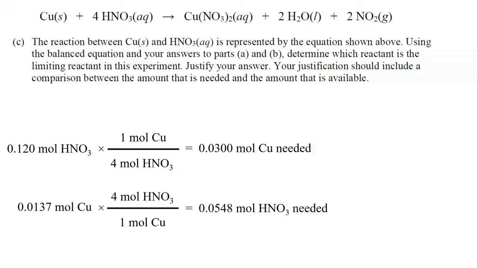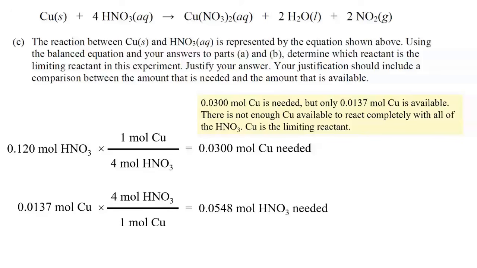And now when I do this math and I get 2 different answers, again, it says your justification should include a comparison between the amount that is needed and the amount that is available. So 0.0300 moles of copper is needed to react with the nitric acid. But since only 0.0137 moles of copper is available, there is not enough copper available to react completely with all of the nitric acid. So that makes copper the limiting reactant.